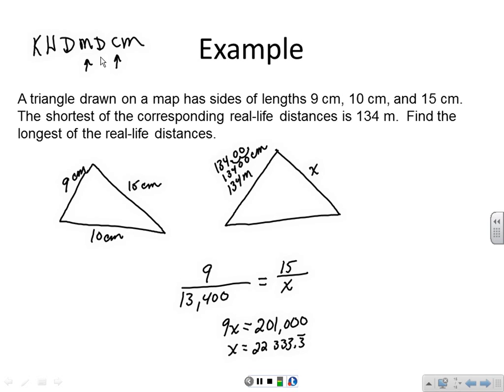Alright, so now what I'm doing though is I'm looking for the real life measurement. And I don't want it in centimeters, I want it in meters because that's what was given. So since I moved the decimal 2 places to the right to do the problem, I need to move the decimal back 2 places to the left. So that's going to be x is equal to 223.3 repeating meters, not centimeters, meters. So x is going to be 223.3 repeating meters.